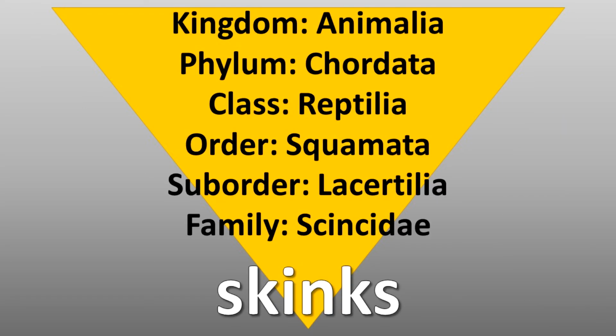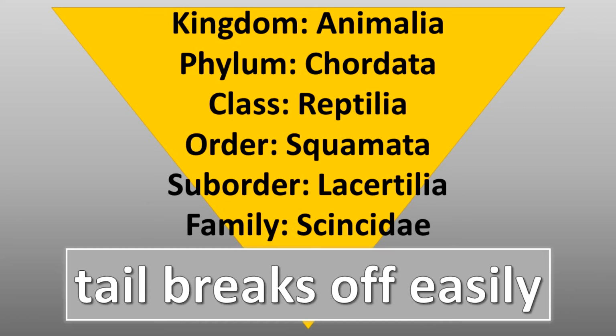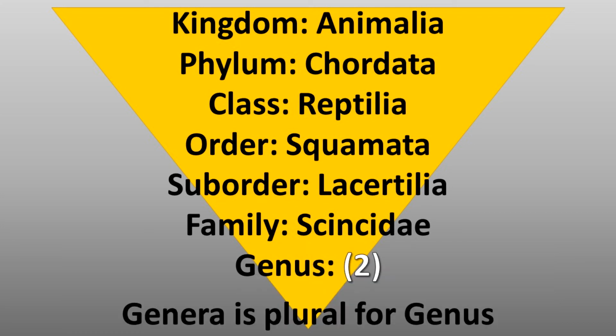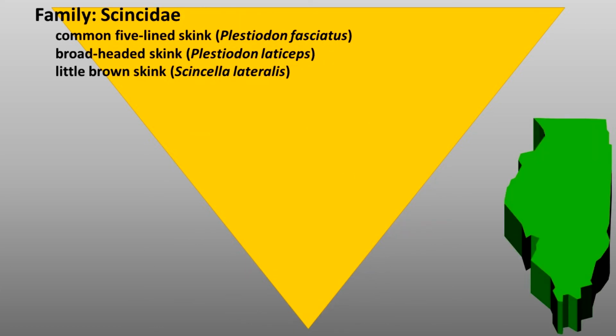The members of the family Scincidae, the skinks, have smooth overlapping scales. Their tail may be easily broken off the body. This family is the only lizard family with multiple species in Illinois. There are 2 genera and 3 species. Here are those Illinois species.